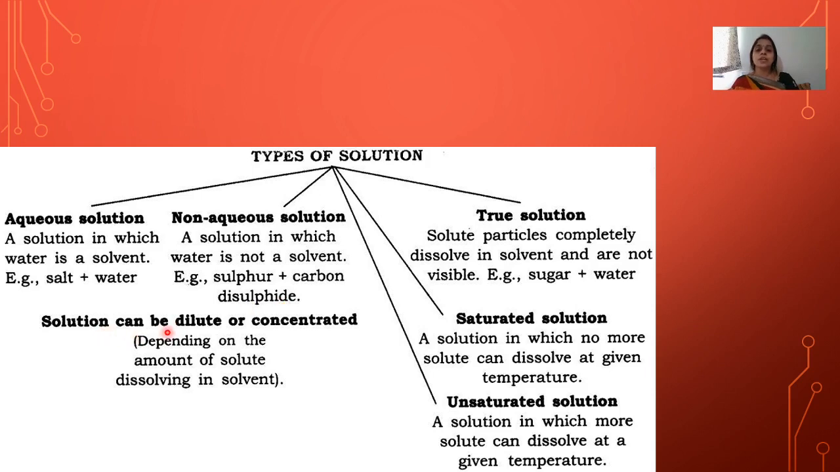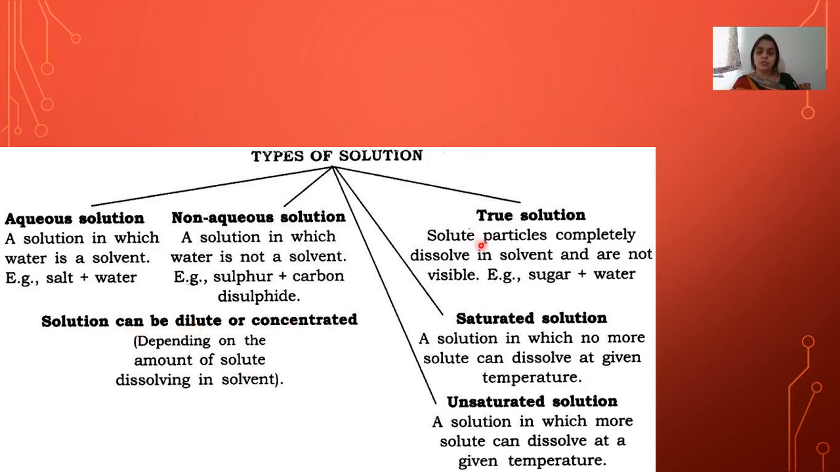Coming to solutions that can be diluted or concentrated. So what do you mean by diluted? Diluted means the amount of solute is less compared to solvent. Concentrated, the amount of solute will be more compared to solvent. That is concentrated. If it is less, then it is diluted.